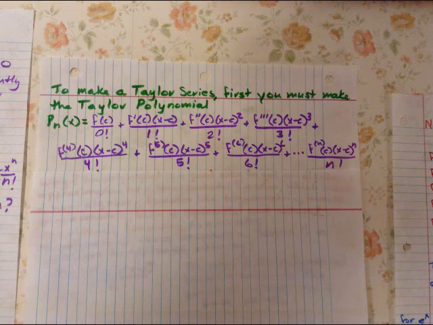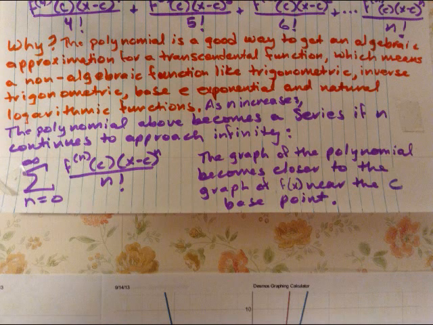Why do we do this? The polynomial is a good way to get an algebraic approximation for a transcendental function, which means a non-algebraic function, like trigonometric, inverse trigonometric, base e exponential, and natural logarithmic functions. As n increases, the polynomial becomes a series if n continues to approach infinity: the summation as n approaches infinity of the nth derivative of f at c times x minus c quantity to the nth over n factorial. The graph of the polynomial becomes closer to the graph of f of x near the c base point.